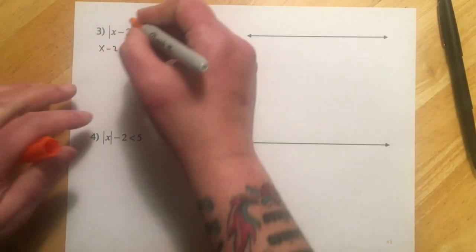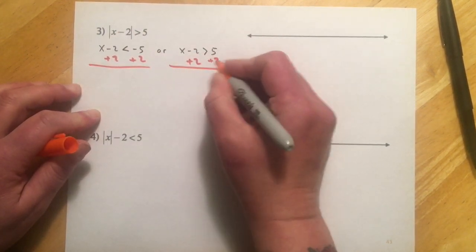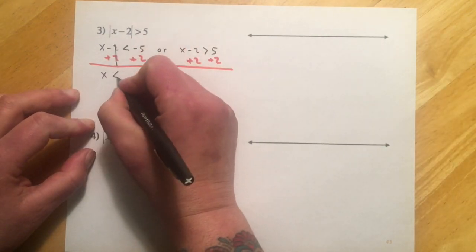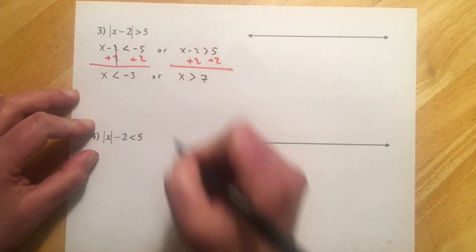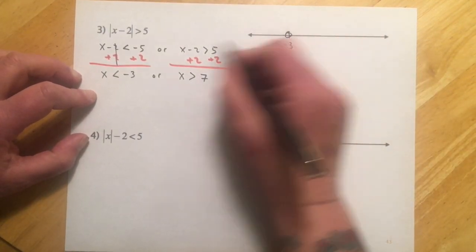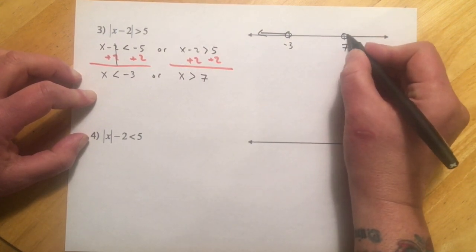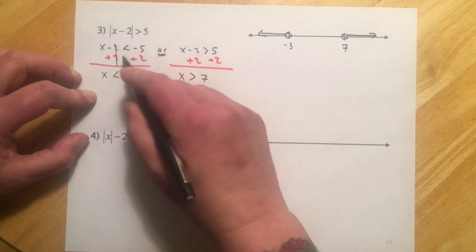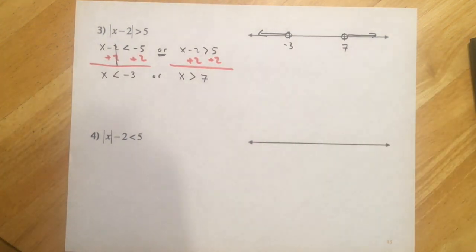And so then we just plus 2, plus 2. And we get x, that cancels, is less than negative 3. x is greater than 7. And then for graphing, we'll just come to negative 3, open dot. x is less than, so we're going this way. We'll call that 7. x is greater than, and we're going that way. So every greater than is going to have that or, and set up as 2 branches, kind of like this one. So here we got a less than.